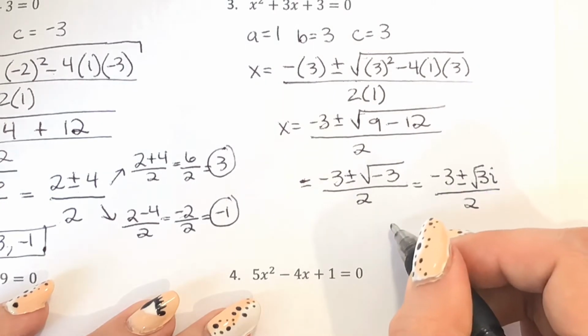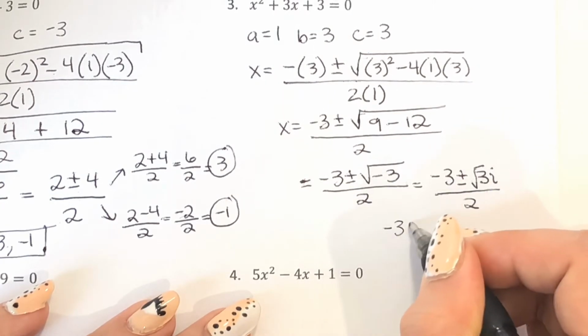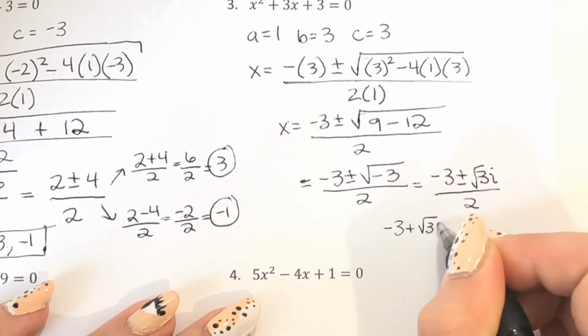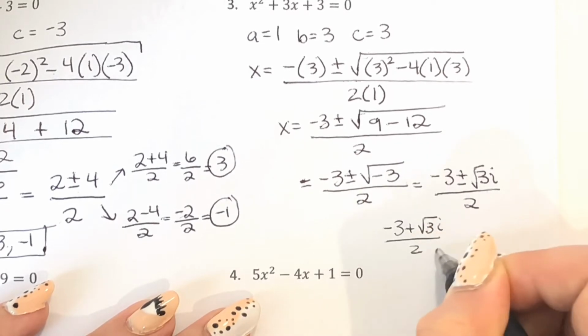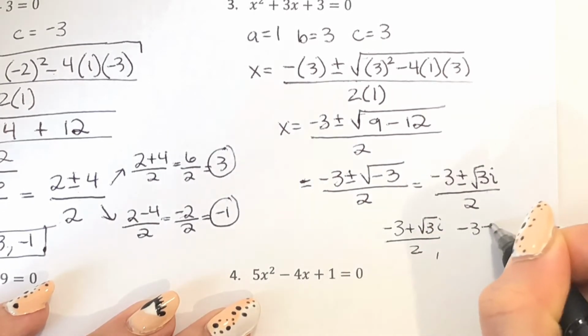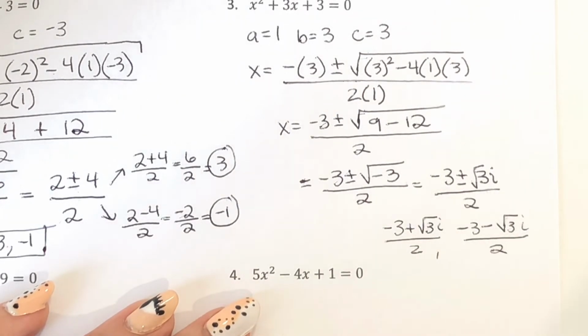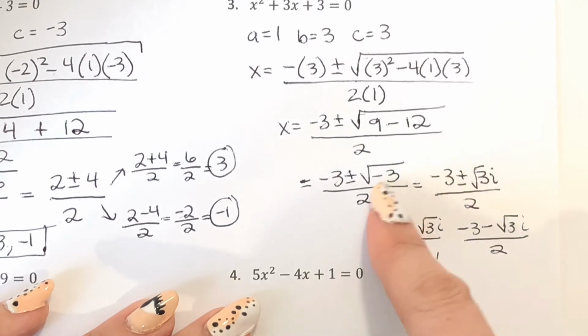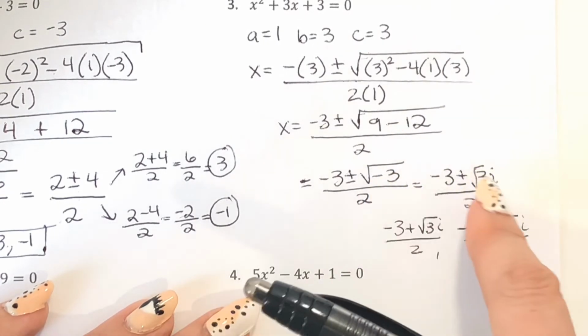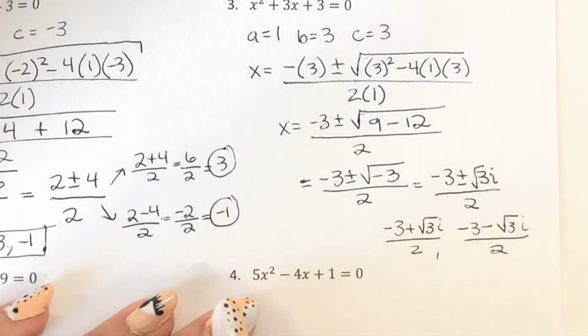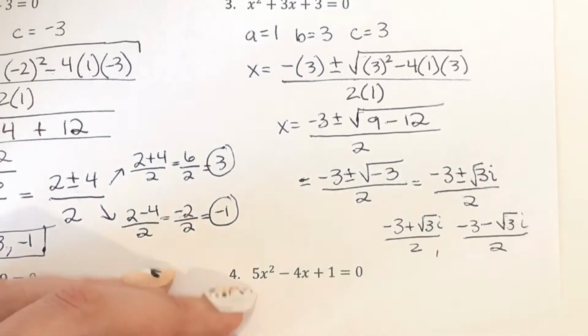This would be like I have -3 plus the square root of 3i over 2, and then -3 minus the square root of 3i over 2. So it's still 2 answers, and they're not very pretty, but that would be how you would write it. So don't be afraid when you do run into those negatives. Just take the negative and turn it into an i for an imaginary number.